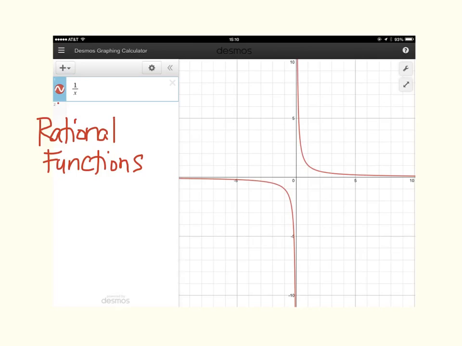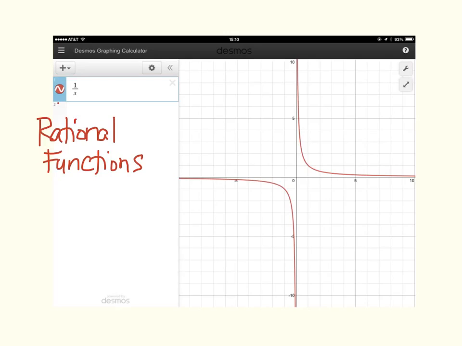Today we're going to look at the last of our functions for a little while. Going to do rational functions. And rational functions, the parent function here you can see is 1 over x. 1 over x is the parent function.